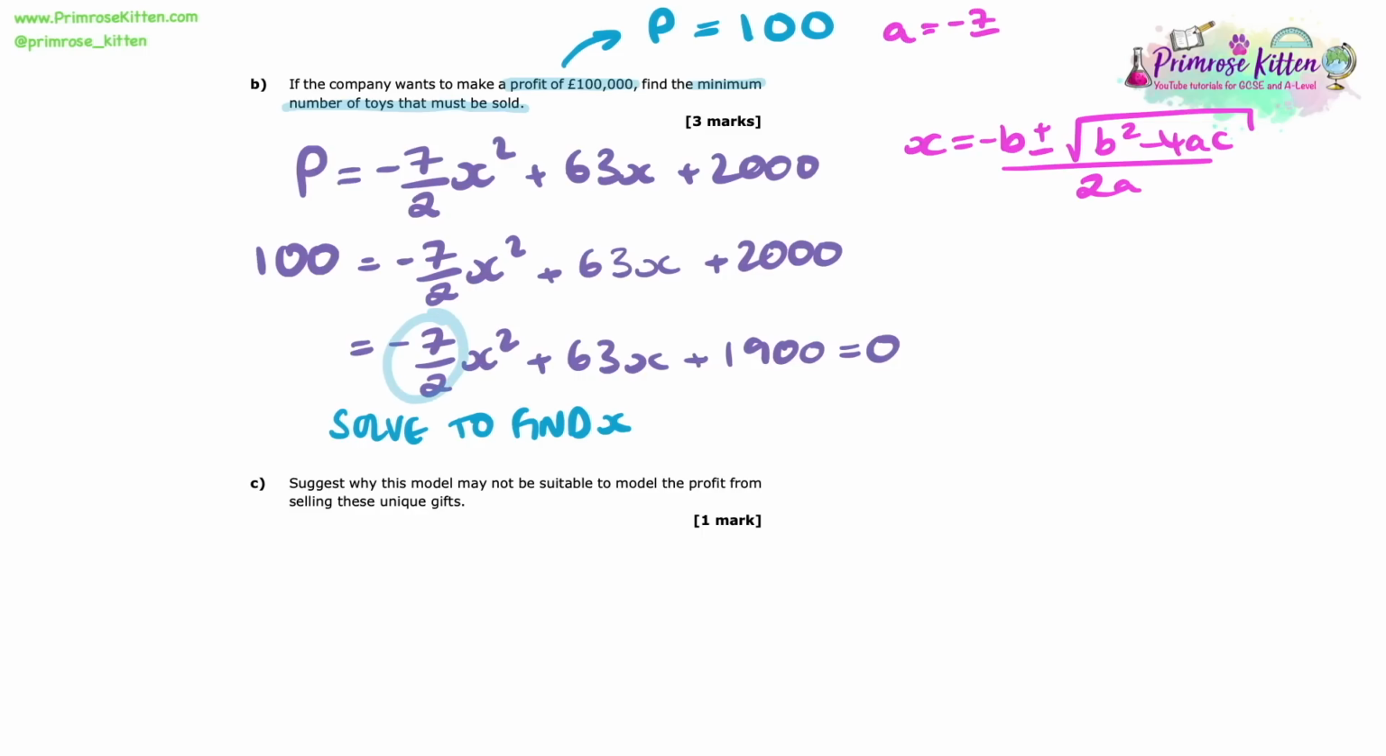I always like to lay out first what my a, b and c is first because, gosh, it's easy to make mistakes. So a is the coefficient of x squared, which is minus 7 over 2. B is the coefficient of x, which is 63. And c is the number all on its own, and that is 1900. So now we know this, we can make the substitution into our formula.